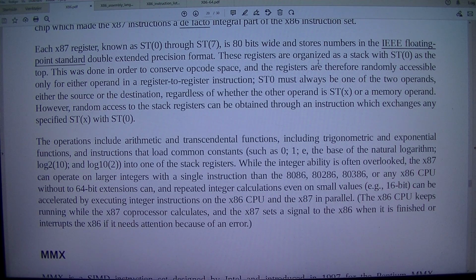These registers are organized as a stack with ST0 as the top. This was done in order to conserve code space, and the registers are therefore randomly accessible only for either operand in a register-to-register instruction. ST0 must always be one of the two operands, either the source or the destination, regardless of whether the other operand is ST(x) or a memory operand. However, random access to the stack registers can be obtained through an instruction which exchanges any specified ST(x) with ST0.